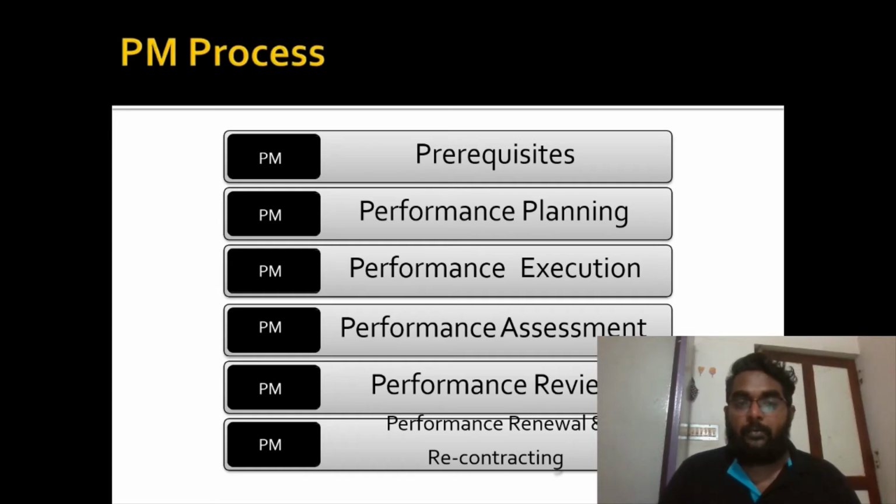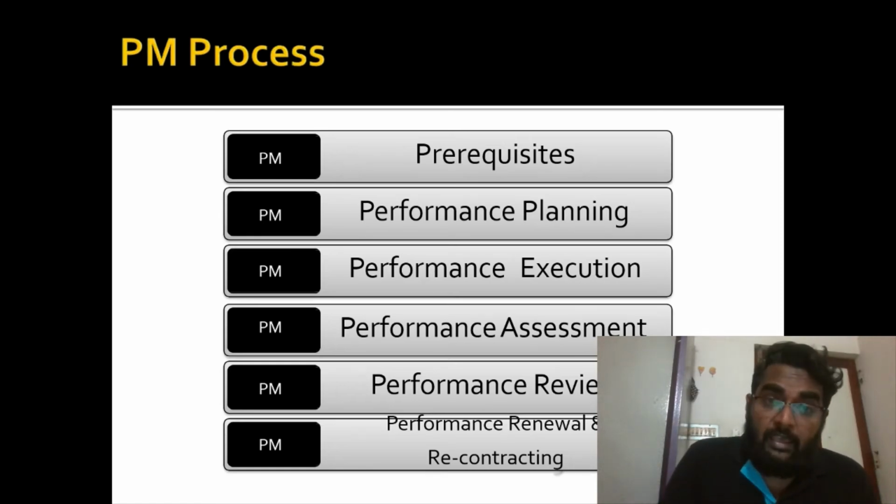Then there will be a performance review to analyze whether there is any deviation from the already set standards. Then performance renewal and recontracting. If there is any issue with the performance, you will have to conduct a renewal, because the employee may not be able to perform, or the organization may not be able to perform as it was already planned. So if there is any deviation, there will be corrective actions that are done by renewal and recontracting.